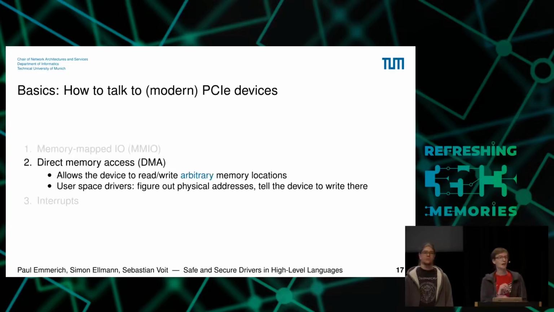Second way is kind of how the device talks to you, or how the device talks to the rest of the system. It's direct memory access. That is just a way how the device can read and write arbitrary memory locations. And for user space drivers, we just have to figure out where our memory address space is mapped physically. Then we can tell the device to write something there, and then it will just show up in our process without us having to do anything in the kernel.